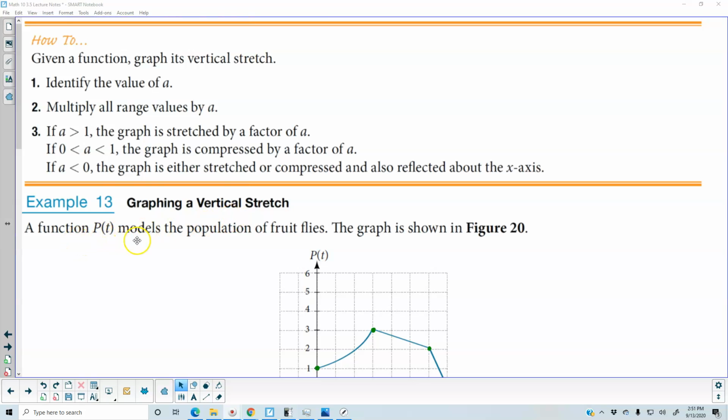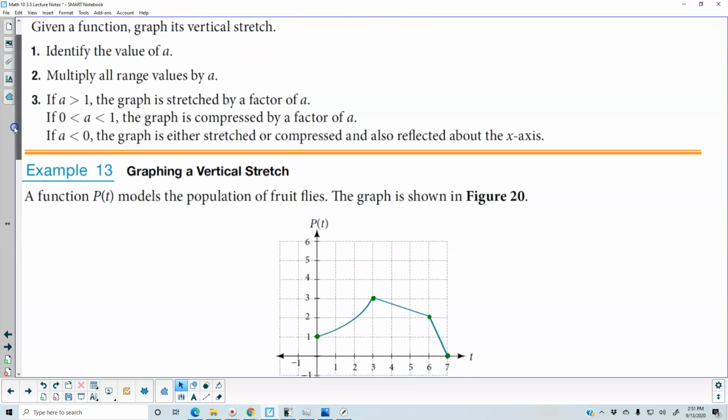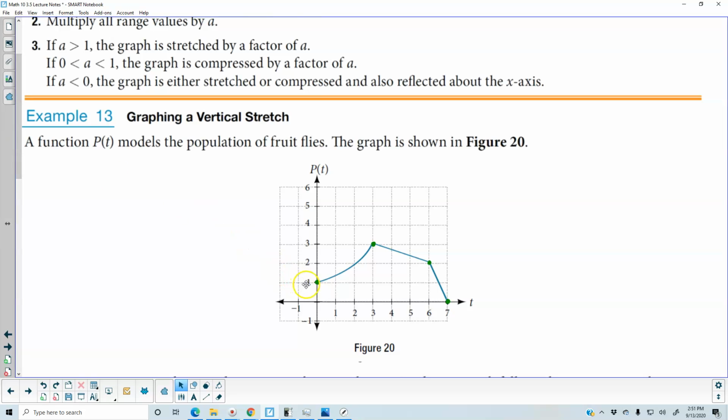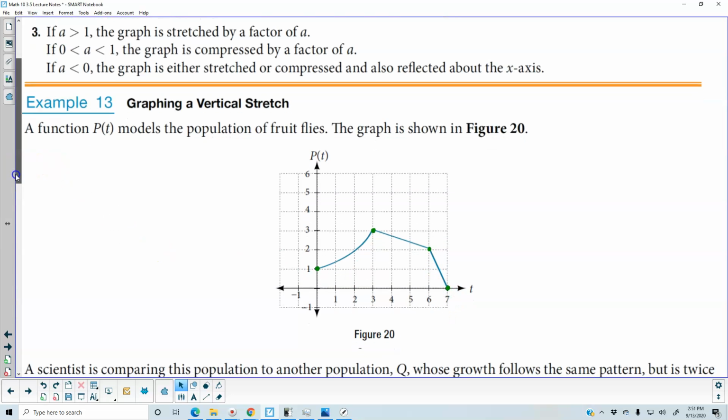So a function p of t models the population of fruit flies. The graph is shown in figure 20. If we look at the graph here, we can see that we have an ordered pair at (0, 1). We have an ordered pair at (3, 3). We have an ordered pair at (6, 2). And we have an ordered pair at (7, 0).